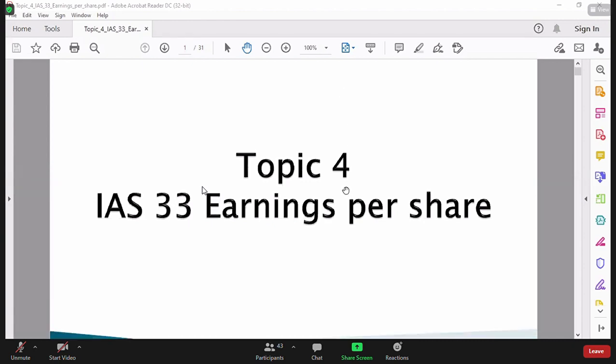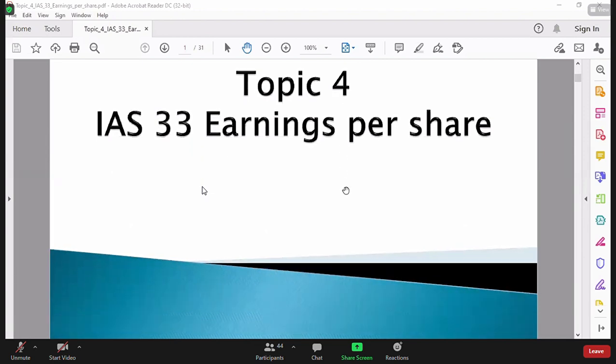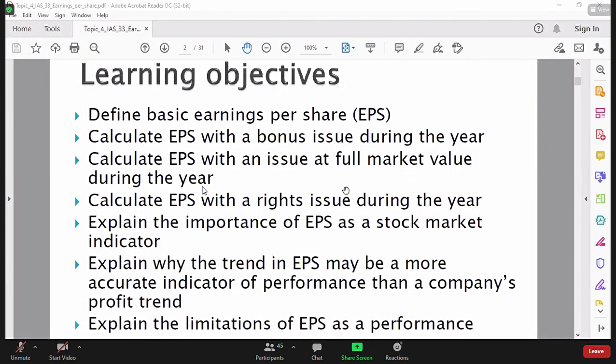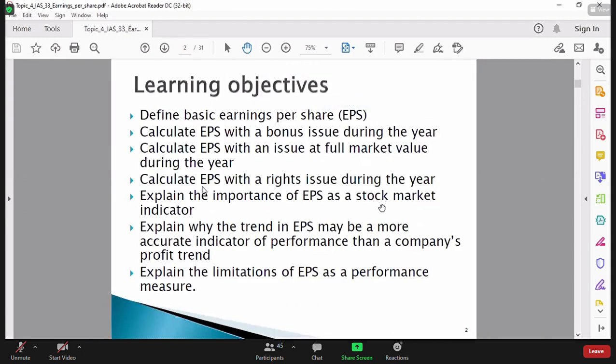Okay, then let us look at the next slide. Okay, look at here, on the learning objectives for today. First of all, you are to define basic earnings per share. Okay, then you have to calculate EPS with a bonus issue. When there is a bonus issue, how are you going to calculate the EPS?